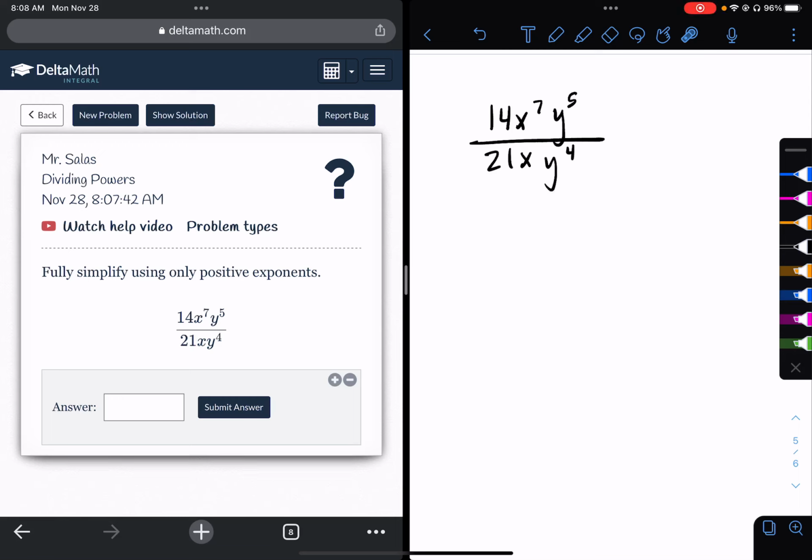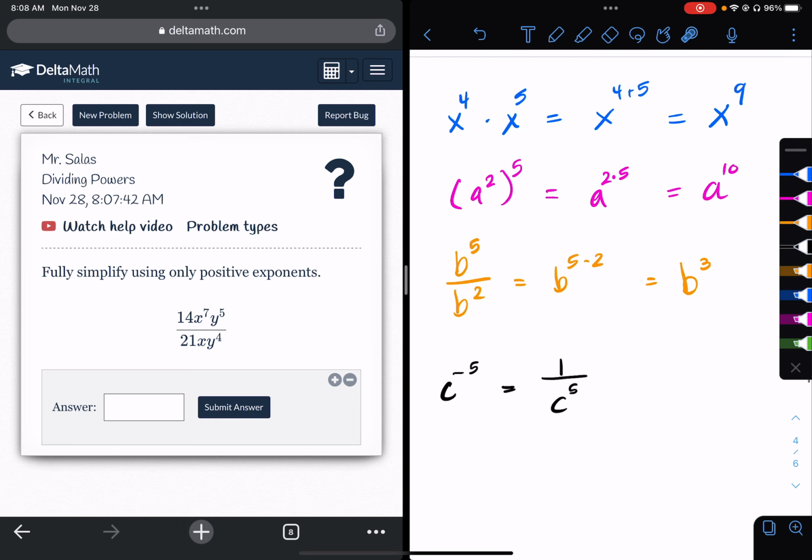All right, here we go. Here's the next set of problems, and it's dividing powers. So let's go ahead and review real quick what happens when we divide powers. Remember, when we're dividing powers, same bases, we subtract their exponents. So it's going to be 5 minus 2. 5 minus 2 is b to the power of 3.